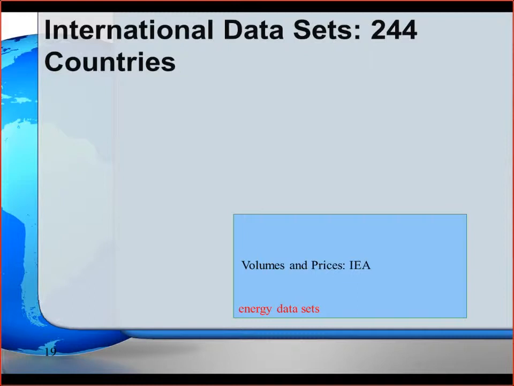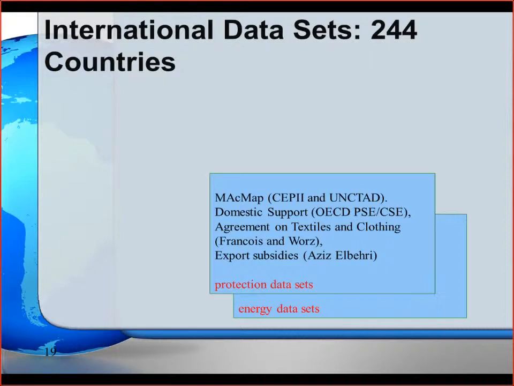So I'll briefly talk about a lot of international data sets we use, and first is energy. We have volumes and prices, volumes in million tons of oil equivalent, and prices from the International Energy Agency for the energy data set. We have a lot of different types of protection and support data. MacMap, which is basically CEPII and ITC, and the domestic support, which is OECD, and also Eurostat. It's a production support estimate, and at least for 2004, we have the data on export tax equivalents of quotas that came with the multi-fiber arrangement and the agreement on textiles and clothing. And we also have export subsidies, which used to be contributed by Aziz El Bairi, who is with FAO now, and it is being contributed by David Laborde, who is with IFPRI.